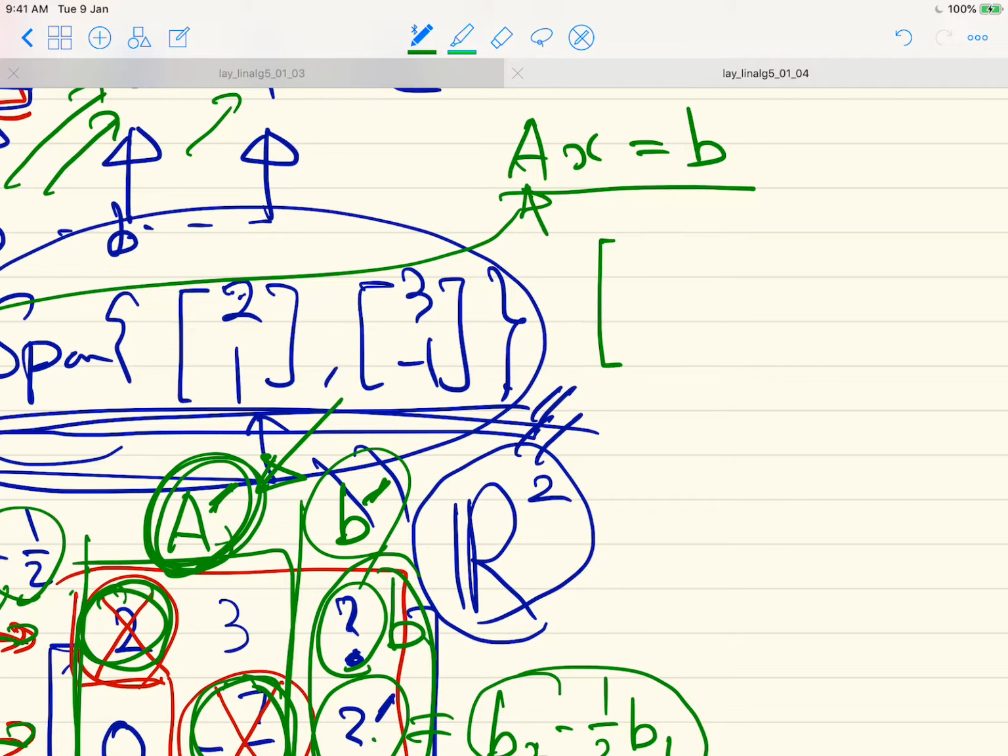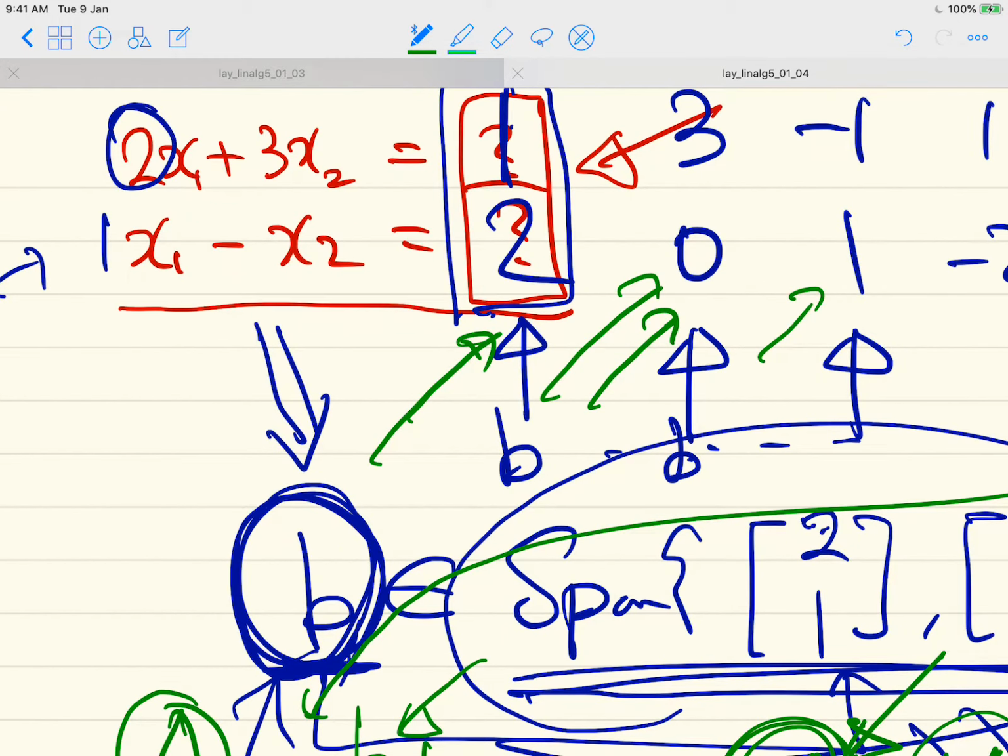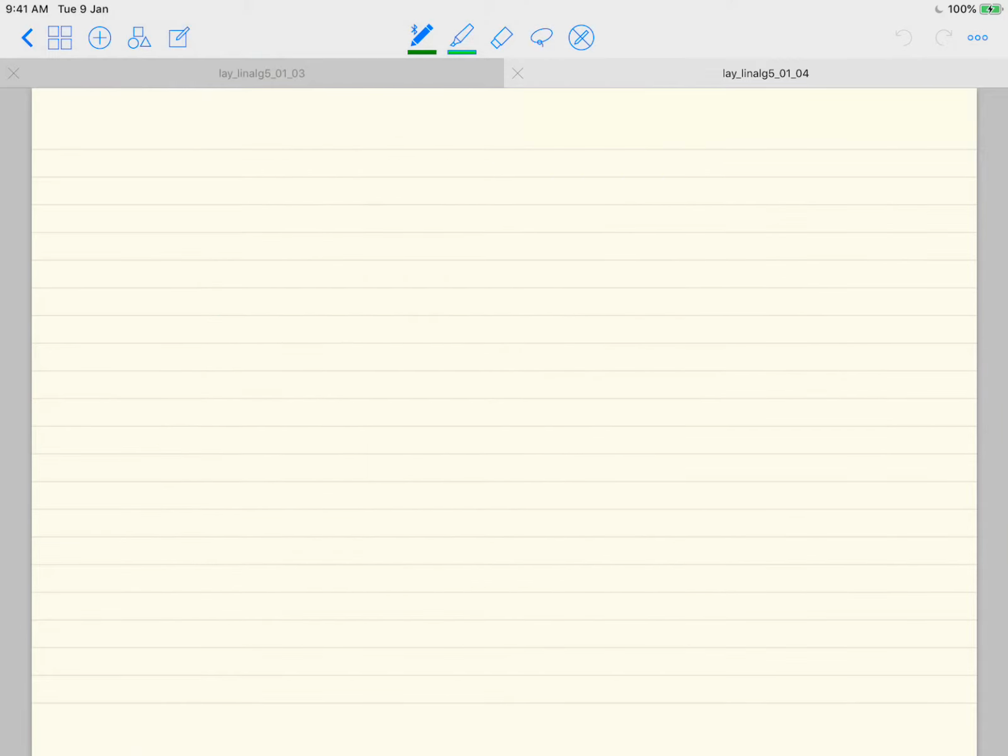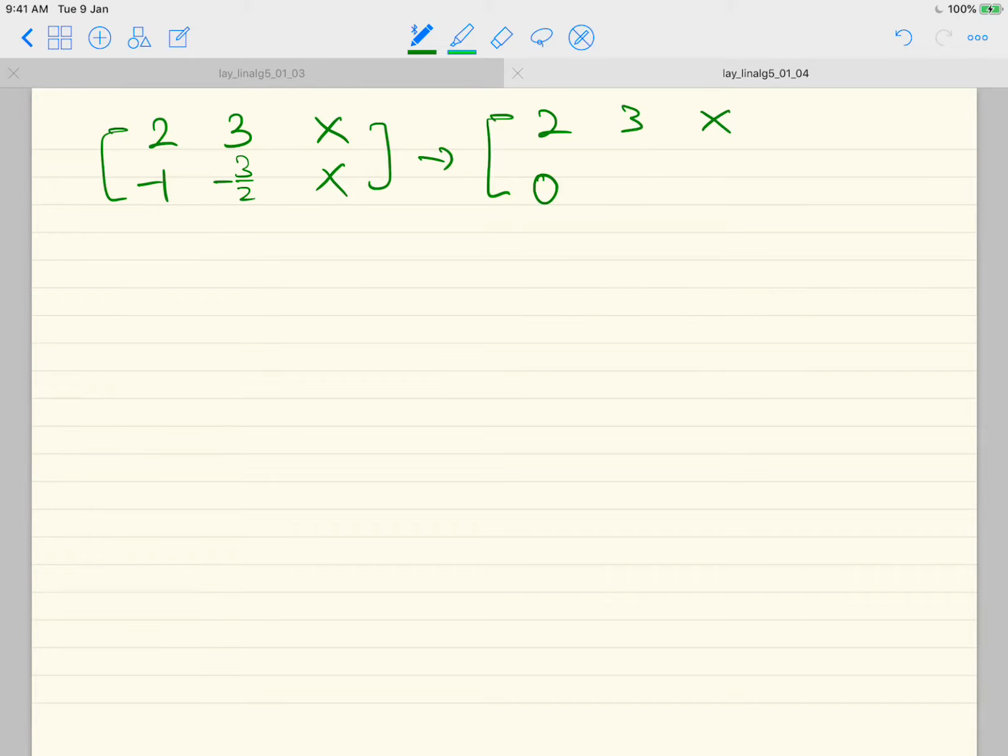And so let me explain it a little bit more by using some other example, okay? Let's consider this augmented matrix, and then 2, 3, and x, and 0, and 0, and x prime, right? So in this case, this is when we cannot guarantee that we always have a solution.